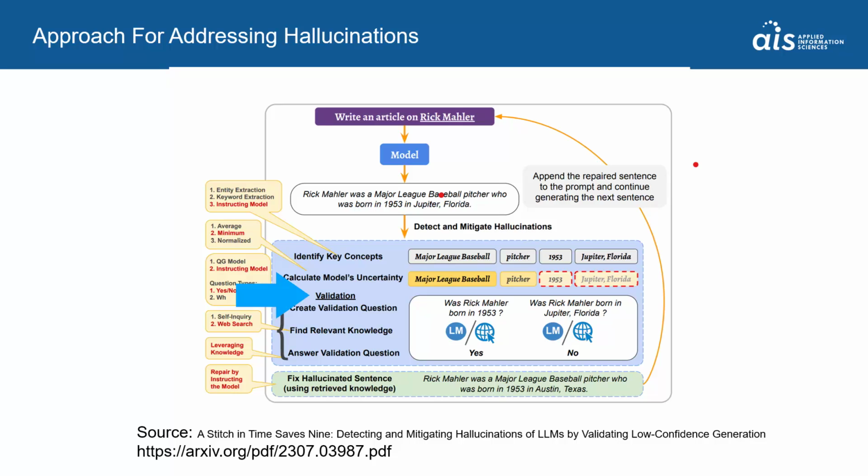And what is the validation procedure? You create a query to test the correctness of the information pertaining to that concept in that sentence. And then once you've done that, you retrieve the knowledge relevant to the validation question. You try to answer the validation question, and you figure out if some of those answers are incorrect. And that is followed by a repair step, where you take a potentially hallucinated sentence and try to fix it using a knowledge base or evidence.